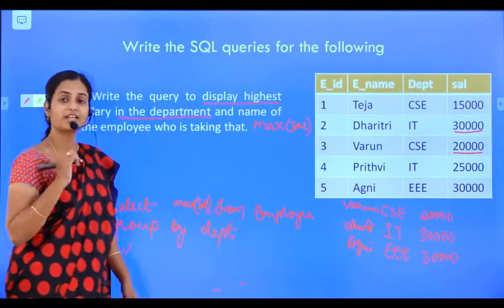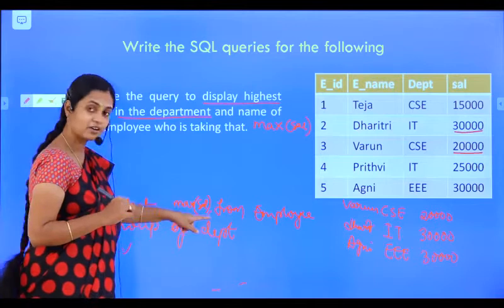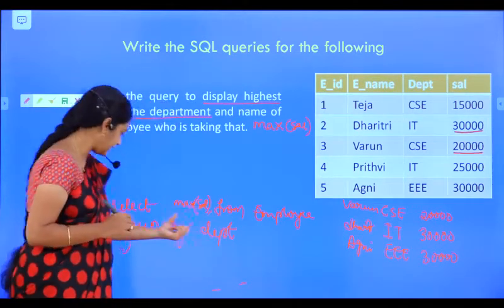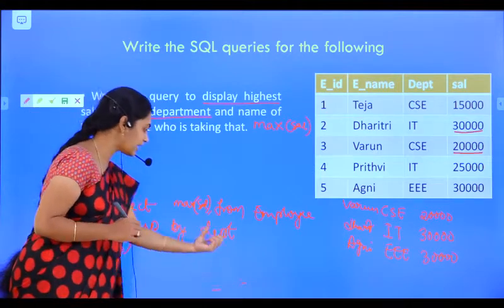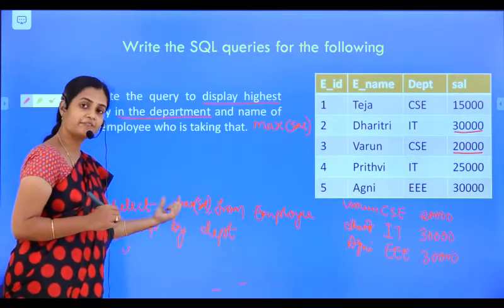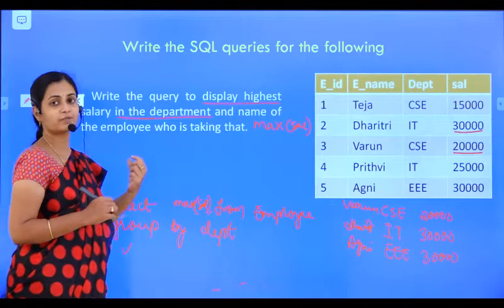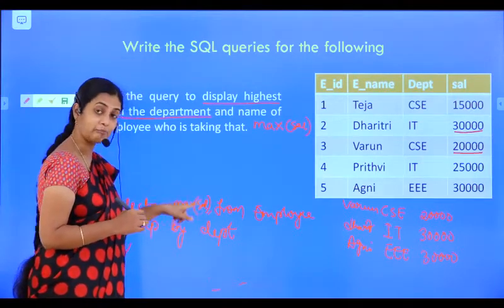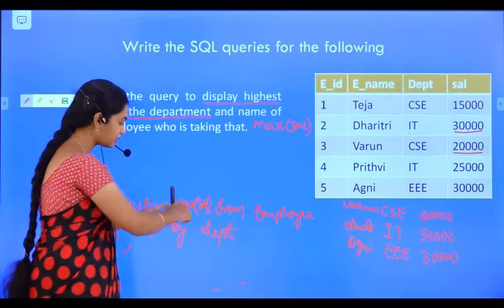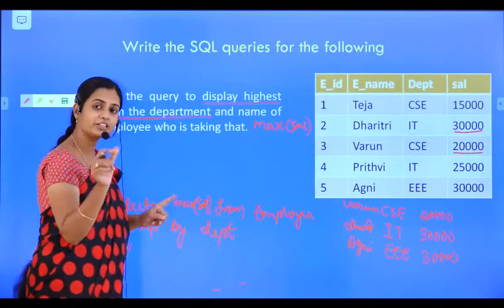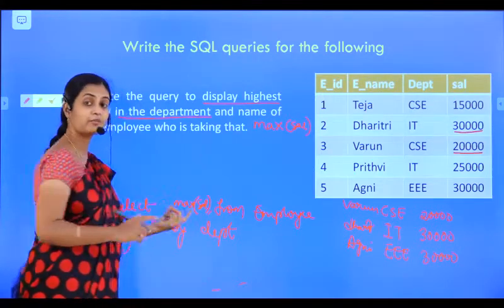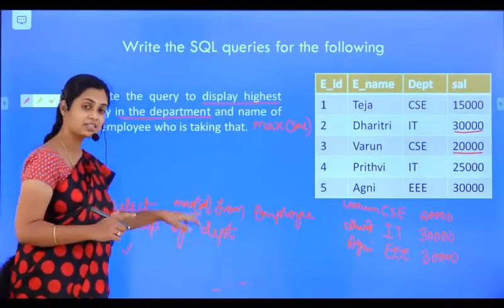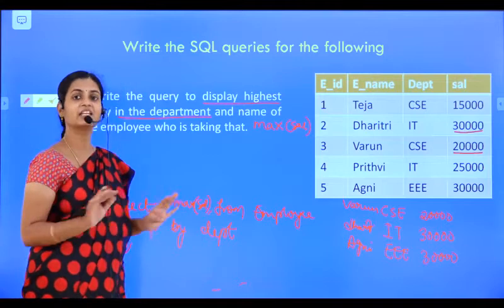Okay, but what is the rule here? Whatever attribute I write in the group by, the same attribute I have to mention in the select statement also. But what have we mentioned here? We have mentioned salary, but the salary attribute comes along with a function. Maximum is the aggregate function we are using, so it doesn't cause any problem.